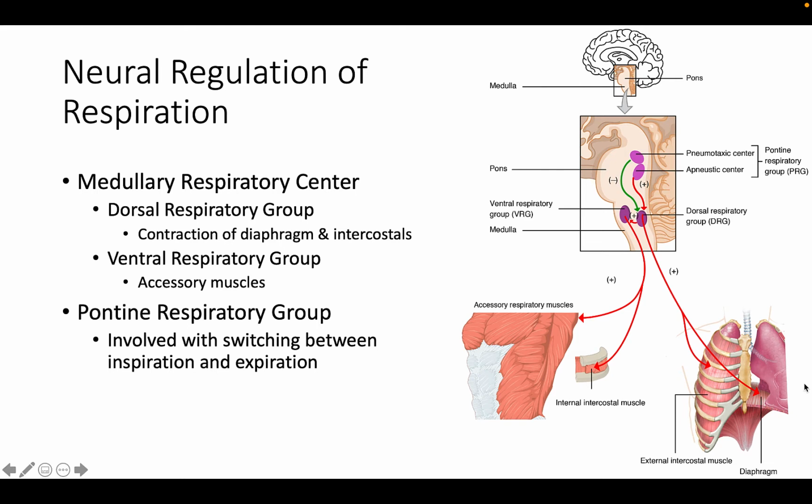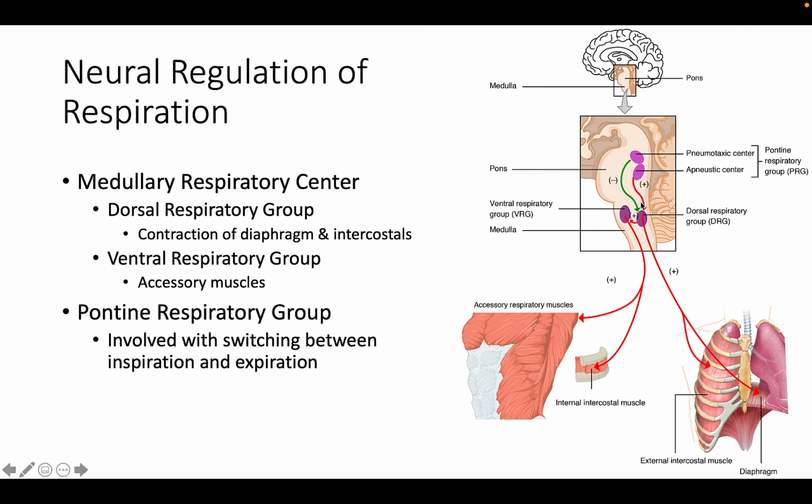And then the second respiratory center of the brain is called the pons respiratory group, or pontine respiratory group. This apneustic center here stimulates neurons in the dorsal respiratory group, and this helps control the depth of inspiration, specifically deep breathing. And then the pneumotaxic center of the pontine respiratory group inhibits activity of neurons in the dorsal respiratory group.